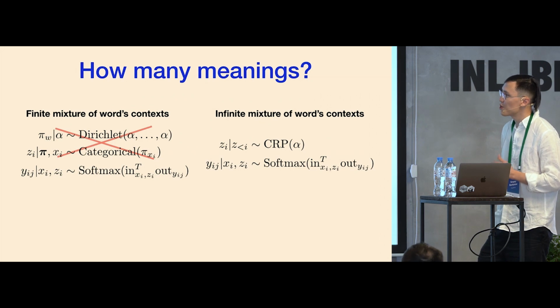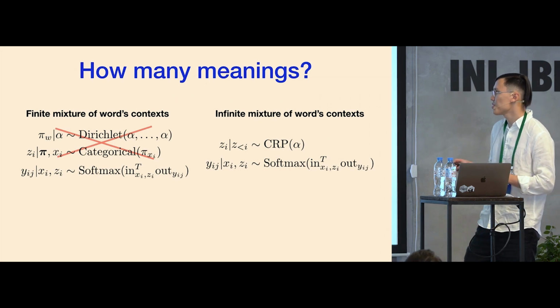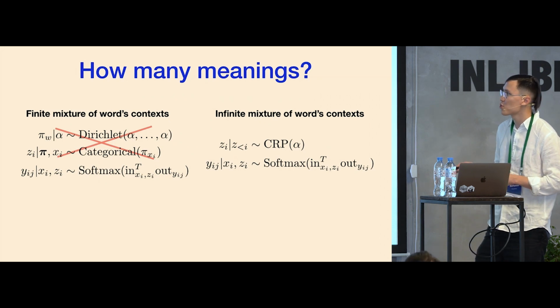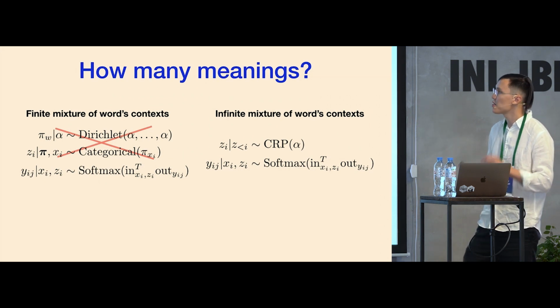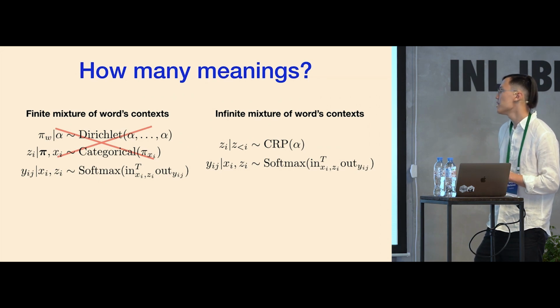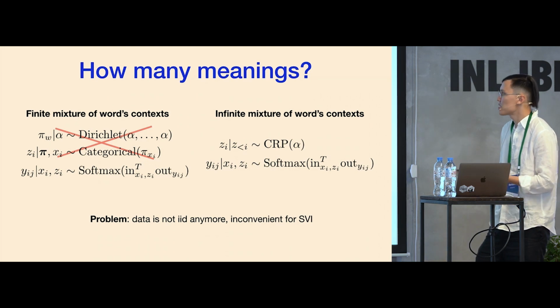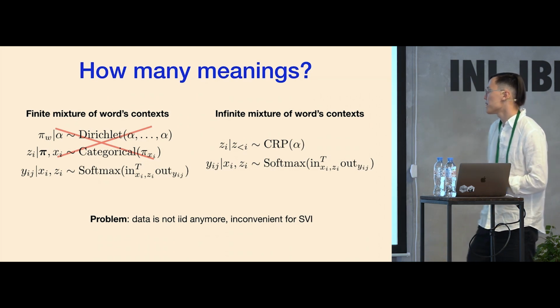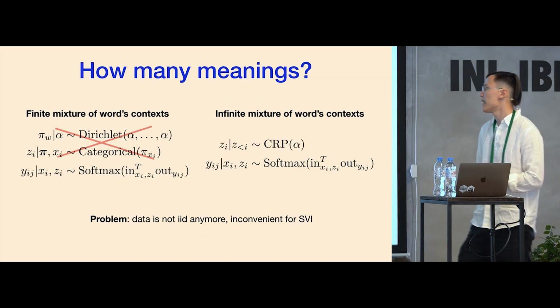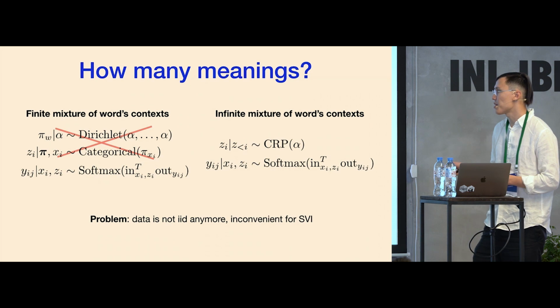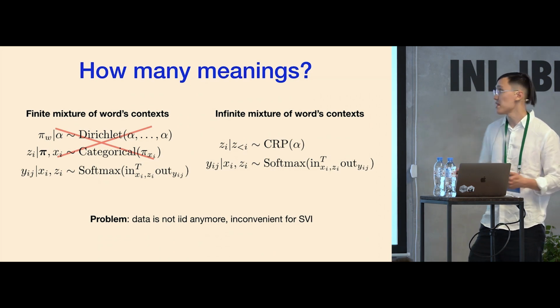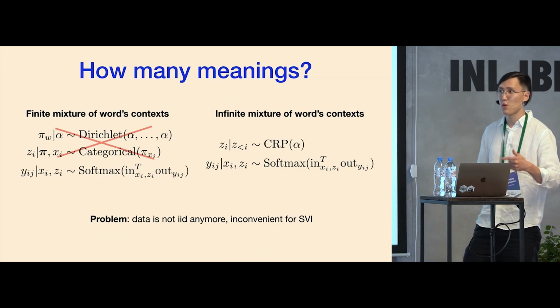Basically, the only thing we need to do is replace our old prior over meaning probabilities and over meaning assignments here with this nice prior defined by a Chinese restaurant process. So the Chinese restaurant process is basically, we're almost done here. The only problem is that data is not anymore IID. So these contexts that we generated completely independently, we can no longer generate independently because these are all conditioned on each other. We generate them one by one.